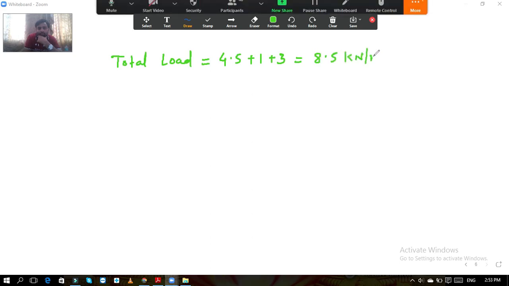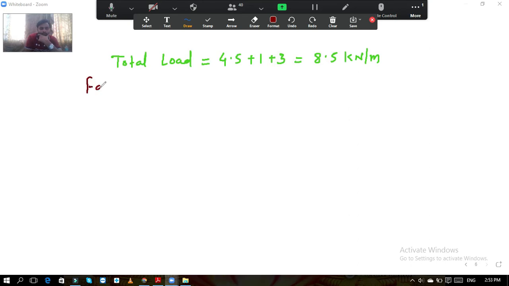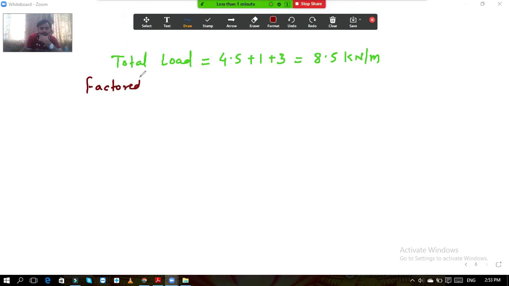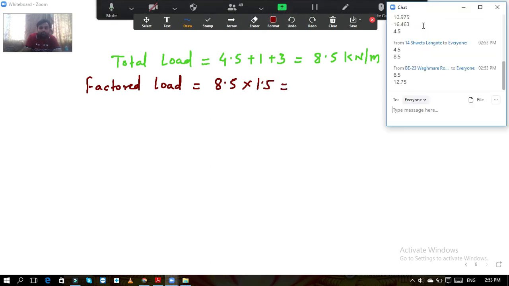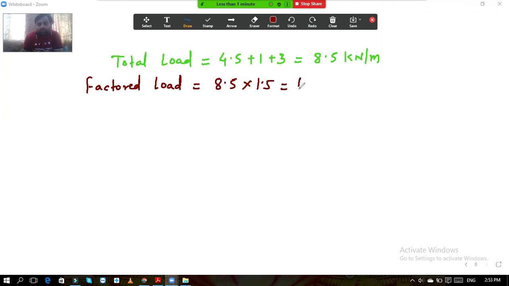8.5 kilonewton per meter. Then factored load or ultimate load. This is also called as ultimate load. So 8.5 into 1.5. What is the answer? 12.75. Good. So 12.75 kilonewton per meter.